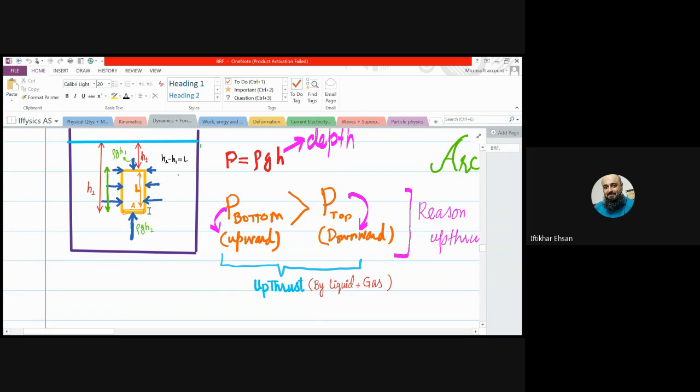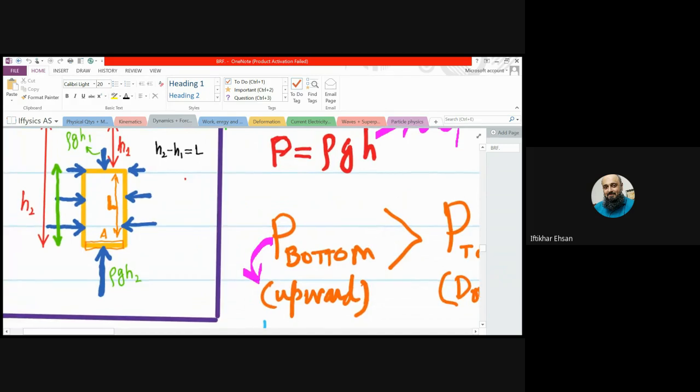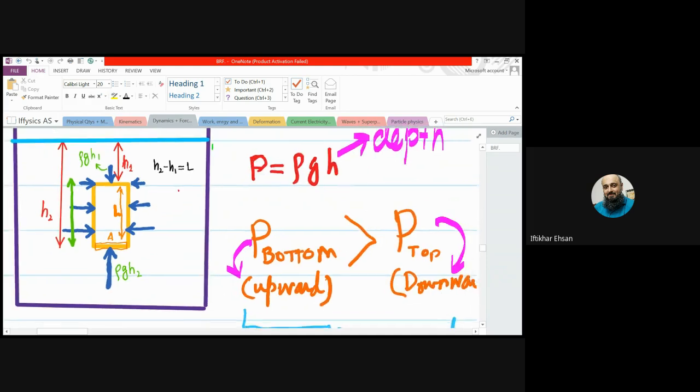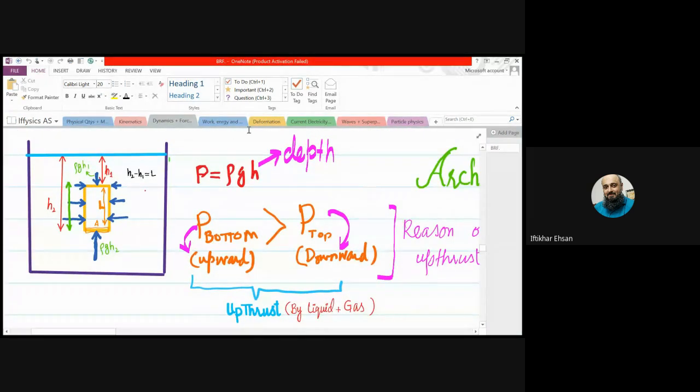The pressure at the right is cancelled by the pressure at the left side. So we are only left with pressure at the bottom and the top. The pressure at the bottom is always larger because it is deeper. The fluid pressure increases with the depth.